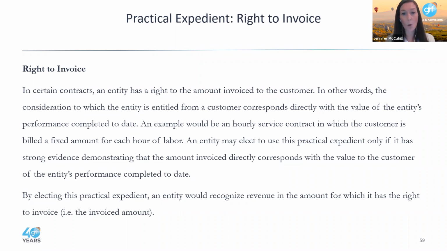So an example would be for an hourly service contract. You've hired an external accountant at an hourly rate, or let's say you're a management company providing management fees. And that invoice amount is based on the hours of labor and any other expenses. So this practical expedient says that you have the option to elect that you're going to recognize revenue on the basis of the invoice amount. So again, that output method that Lindsay mentioned.